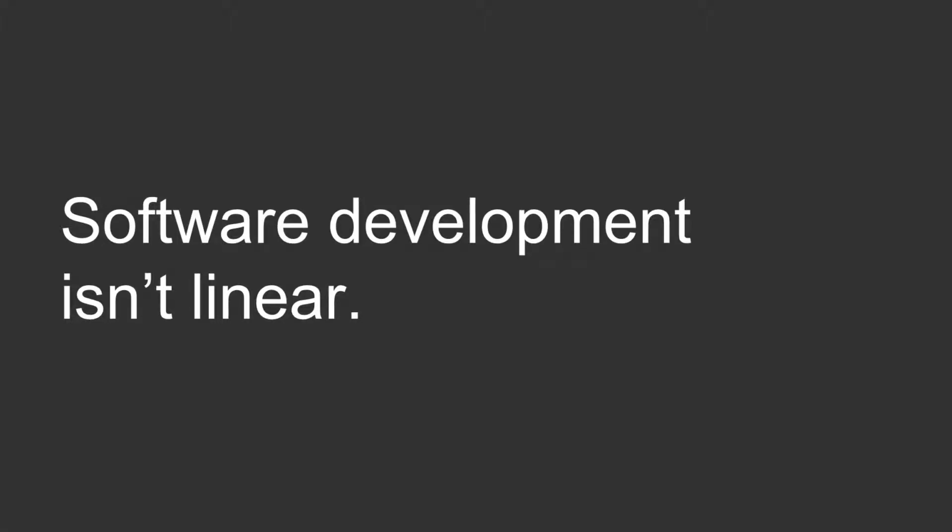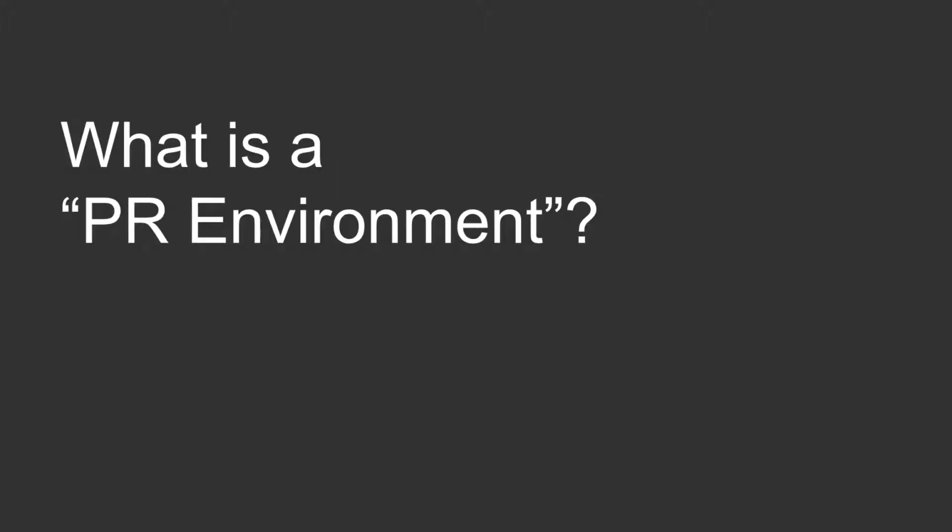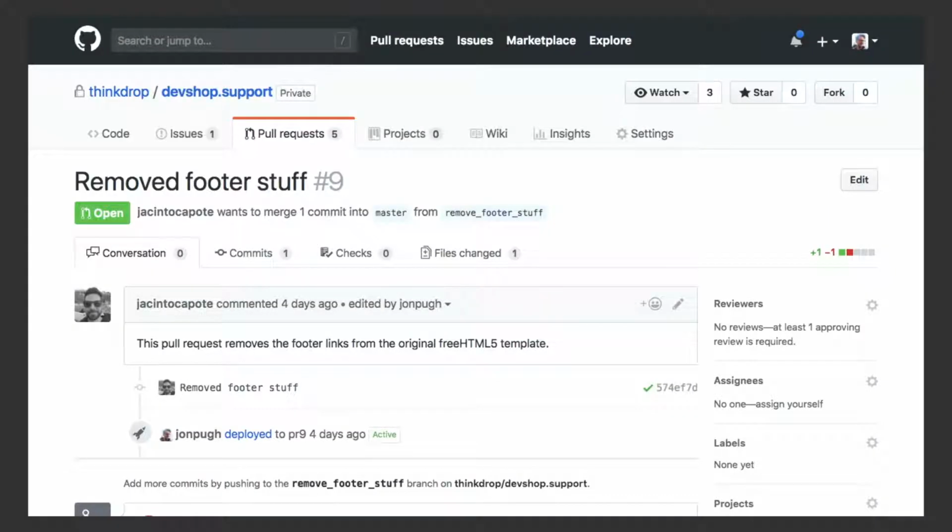Everybody? Yeah, it's exactly the same stuff because it's not linear. Even if you're doing it yourself, you should branch your code. So you should branch your environments too, and that's how we roll now. We don't really use dev, test, live. We use just master in production, and then every environment's a PR.